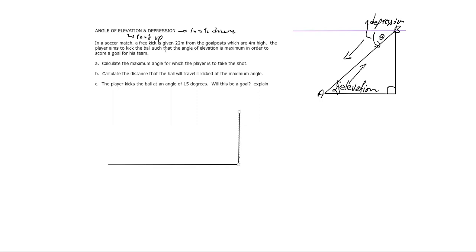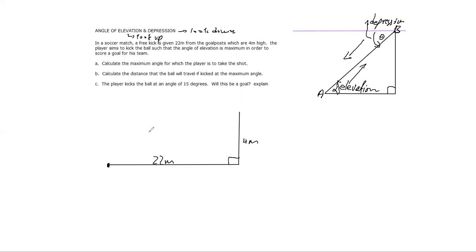Of course it's a freehand drawing, but you're trying to describe for yourself what is given. You are told it is 22 meters from the goalpost, and the goalposts are 4 meters high. Now, obviously, the ground is horizontal, and the posts are vertical. So the angle from that should be a 90-degree angle. I hope we can all see that. Now, obviously this is the point at which the free kick is given.